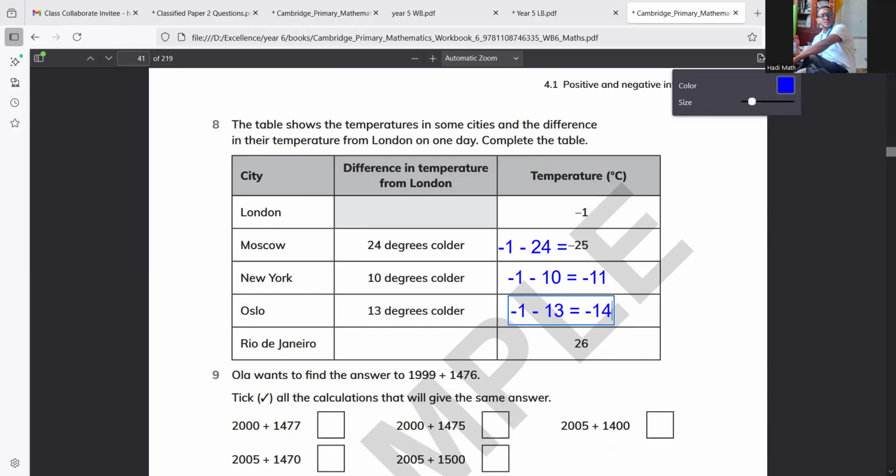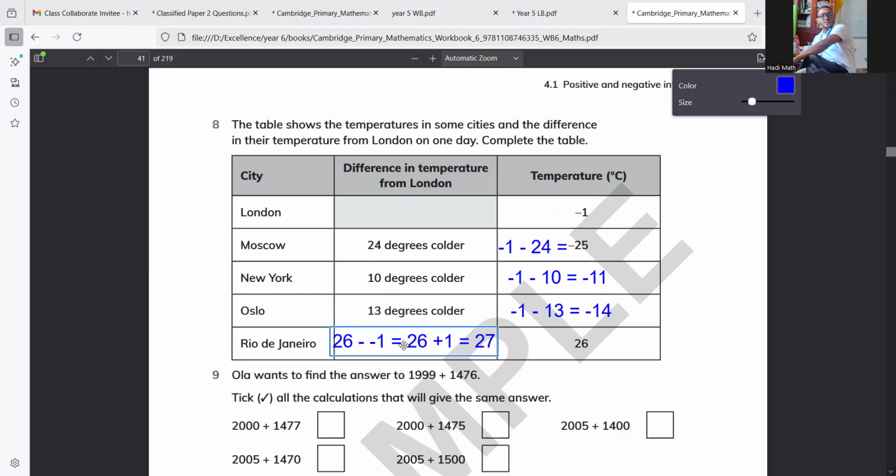Rio de Janeiro, they tell us the temperature is 26. To know the difference, you need to make the highest minus the lowest. 26 is the greatest, minus London, which is negative 1. That's equal to 26 plus 1, which is equal to 27. So the difference in temperature between Rio de Janeiro and London is 27 degrees.